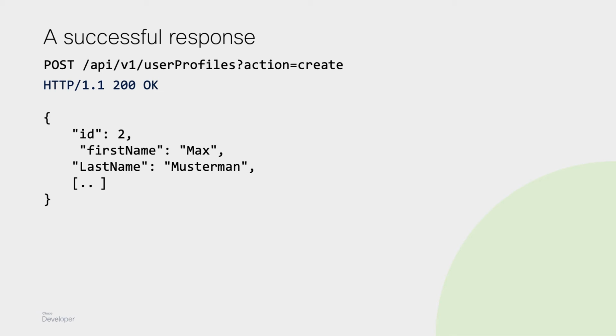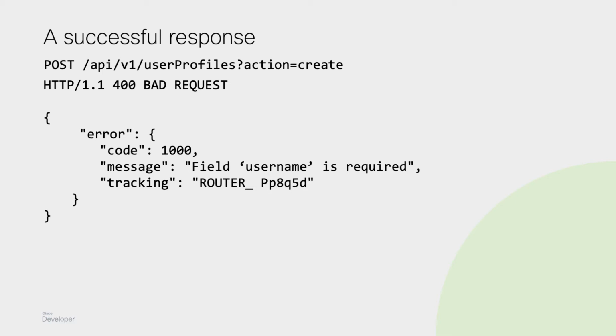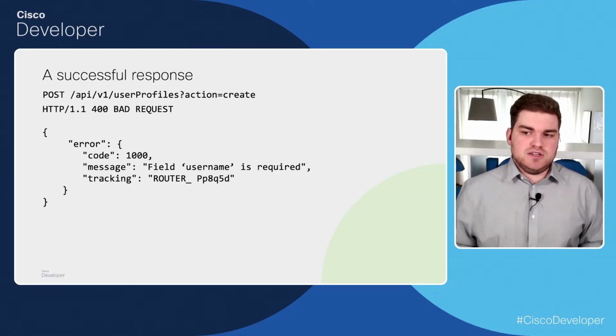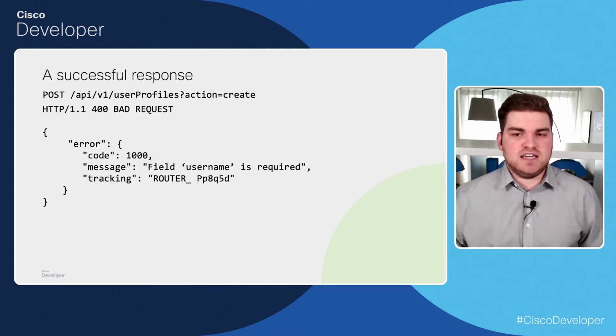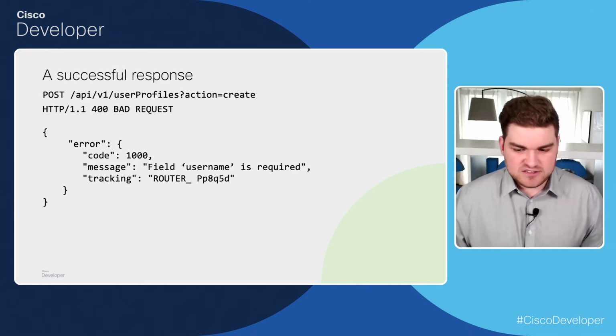And in case it wasn't successful, we could be sending back a 400 bad request, for example, with a payload that specifies an error code, and a message that is very descriptive of what is actually wrong, right? In this case, that our username is a required field and is obviously missing from the request we just received, and also a tracking number that we can use to trace a request through the logs in our own system, right? If the developer reaches out to the API support team with that number, they can quite easily go into the backend and search and understand what actually went wrong with the request.